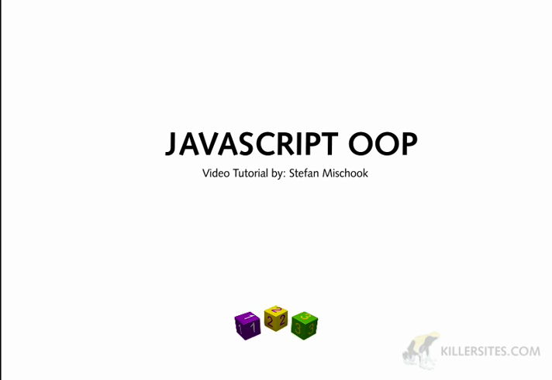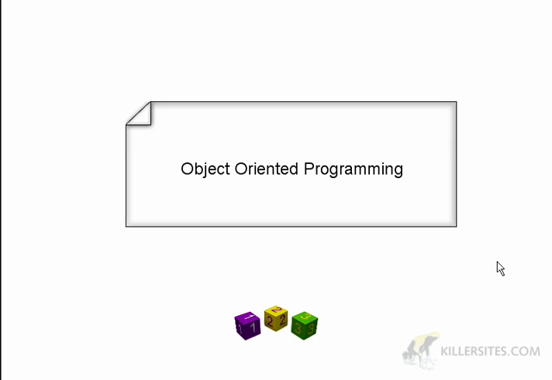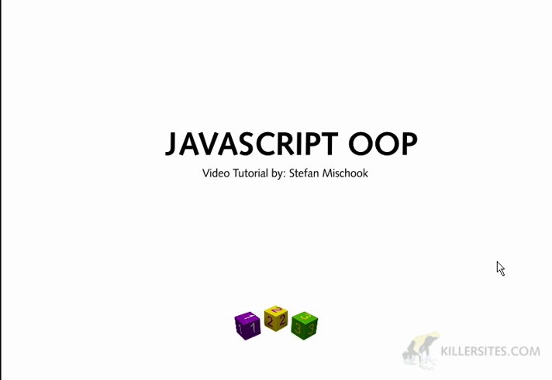So what exactly I want to teach you is, well, the title says it, JavaScript OOP. OOP is short for Object-Oriented Programming. And what I want to tell you is that JavaScript is an object-oriented language. So that's a mouthful, and in about 2 minutes you're going to understand what that means.